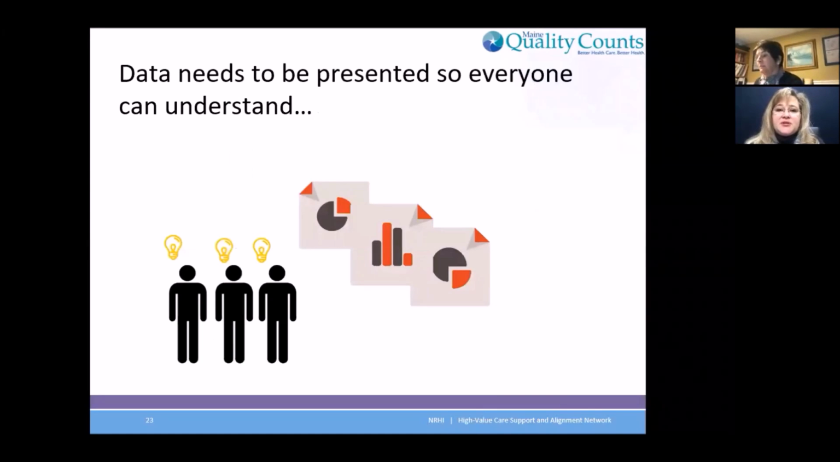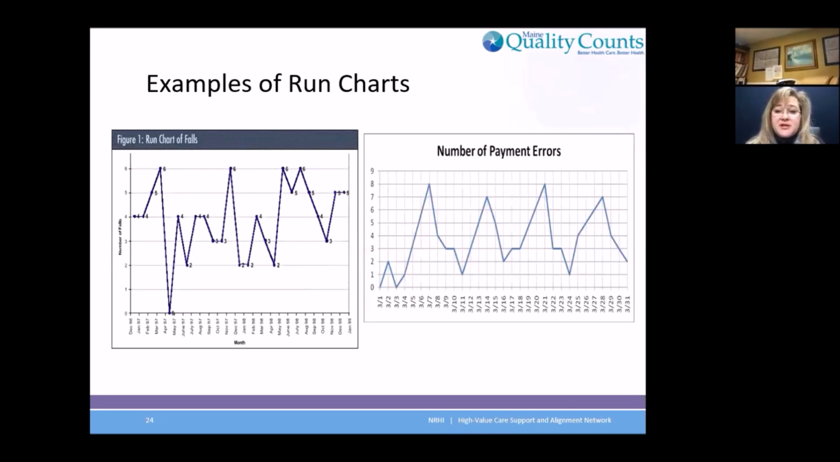Again, it needs to be presented so everyone can understand. Don't assume, with the next slide, Sue, that if you're putting up run charts or different things like that, that everyone is going to understand that. Take that time to explain this.